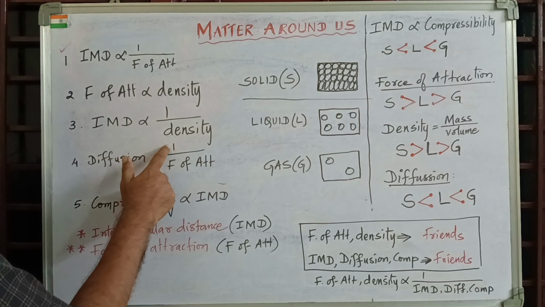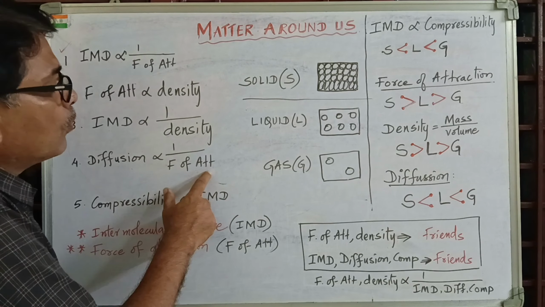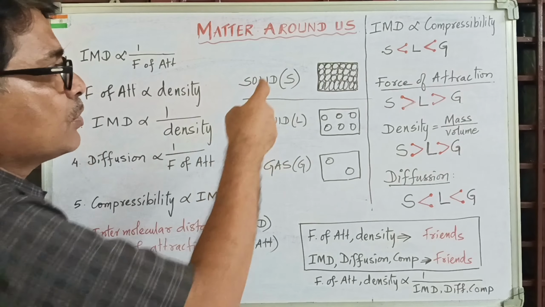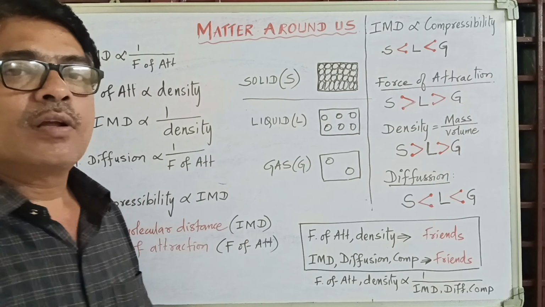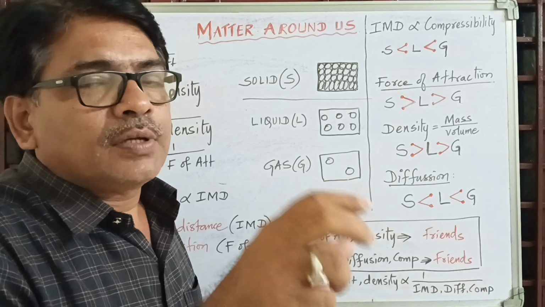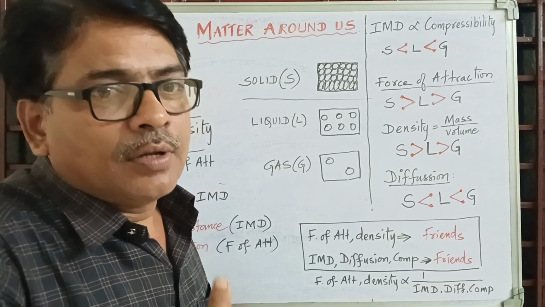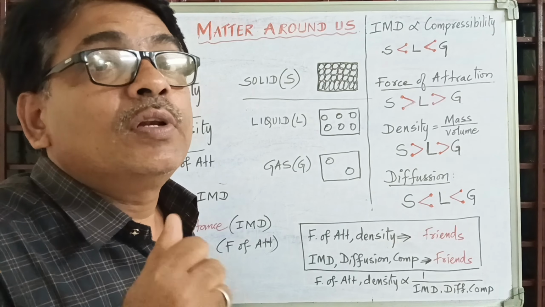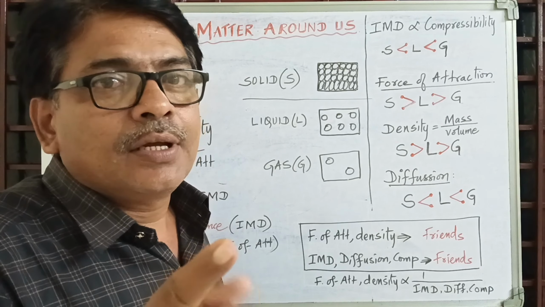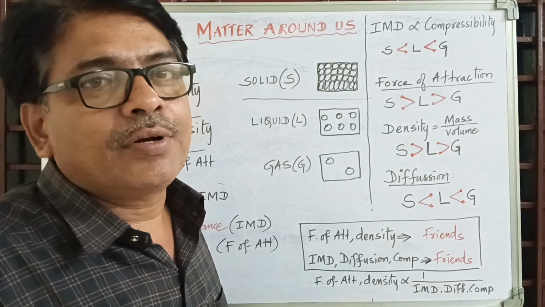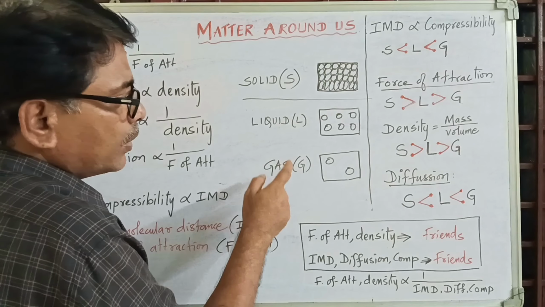Now coming to the next one. Diffusion is inversely proportional to force of attraction. So where do you find more force of attraction? Solid. So in solid, diffusion is less. Diffusion means, for example, somebody has opened a perfume bottle's lid. What happened? Perfume spreads. Who will carry that perfume to the next person or all corners of the room? It is gas. It is not solid. Solid will not carry that. It is gas which carries fast. Therefore, diffusion is more in gas.